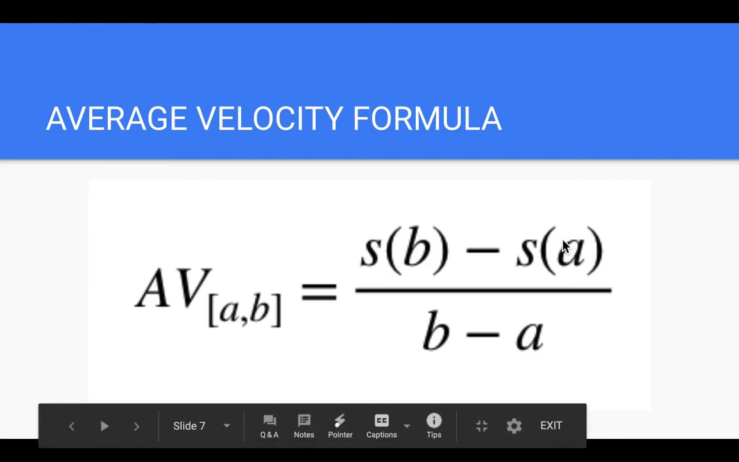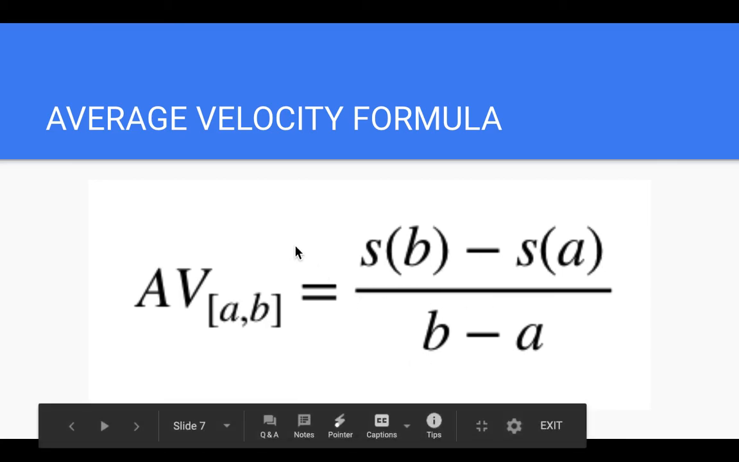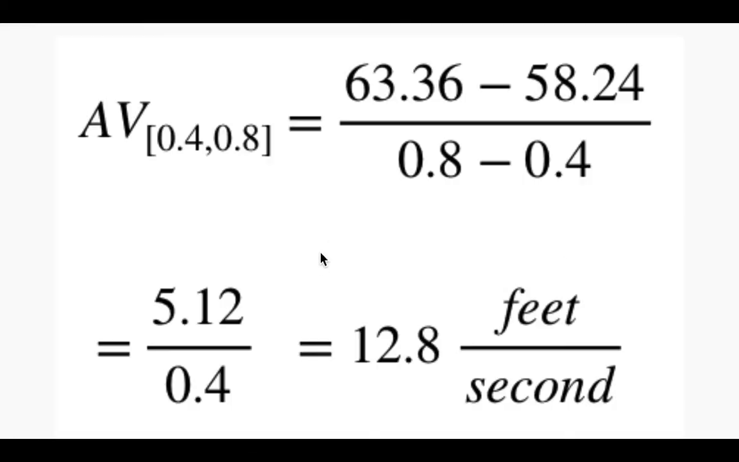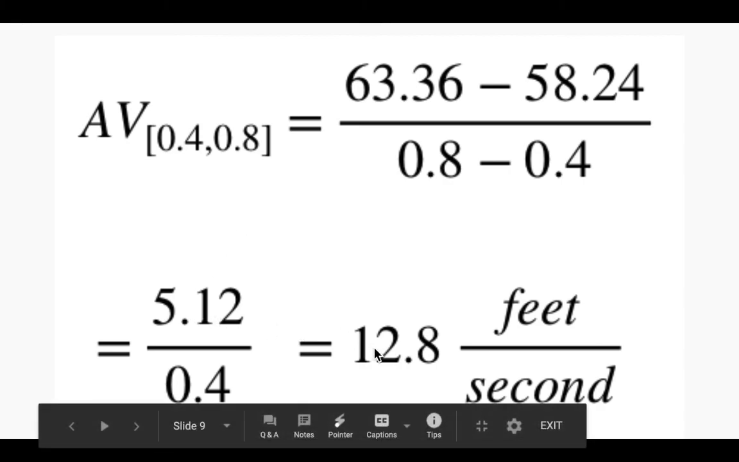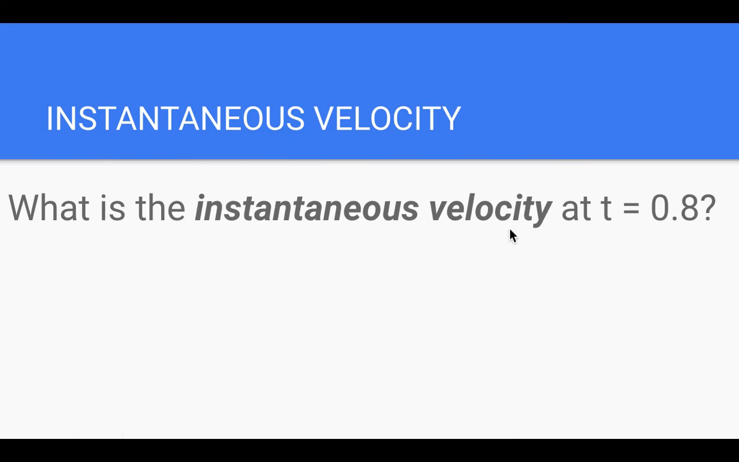So this is the change in y over the change in x, or the change in distance over the change in time, average velocity. When we plug in the numbers and crunch them, we calculate that the average velocity between 0.4 seconds and 0.8 seconds for this ball in flight is 12.8 feet per second. But what is the instantaneous velocity? What is the velocity of that ball exactly when time equals 0.8? That we're going to get into in the next video. So this showed us that average velocity is the slope of that secant line.